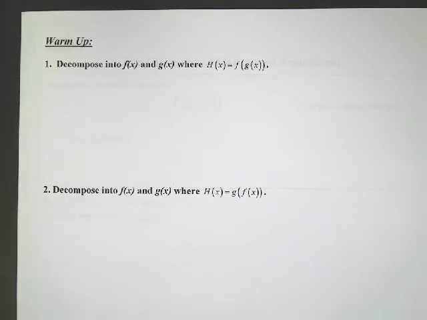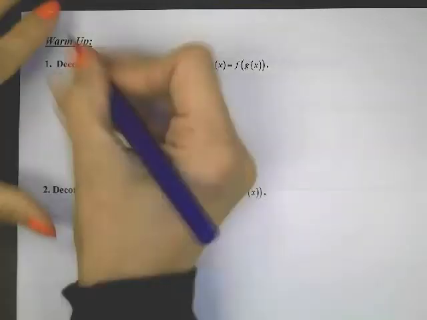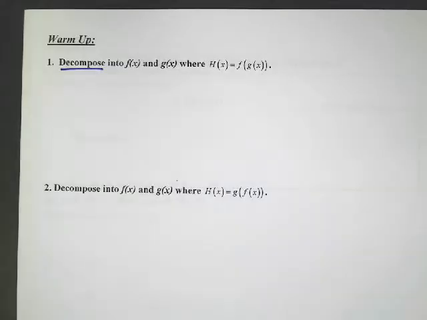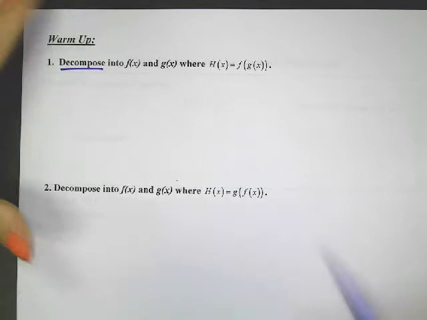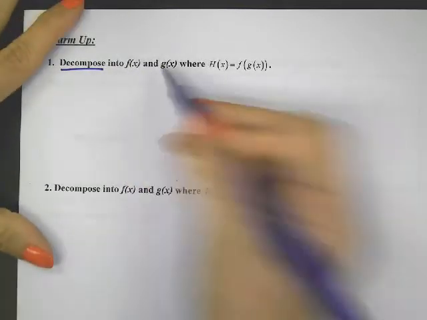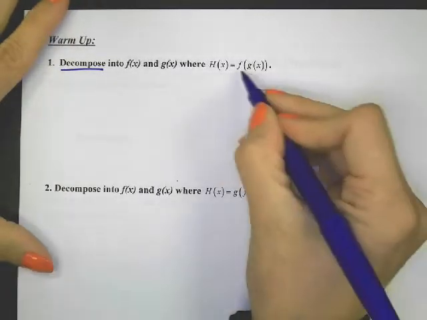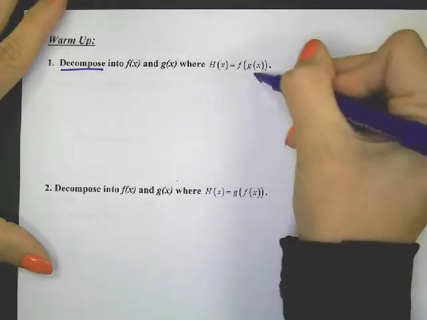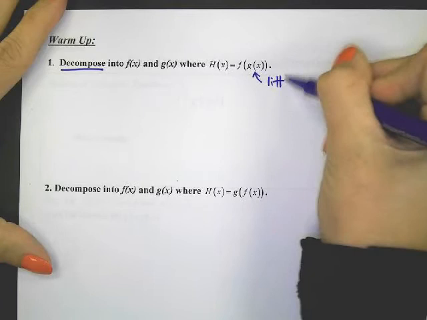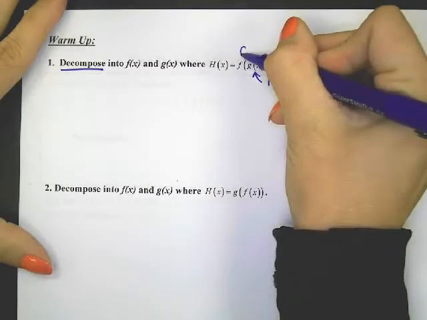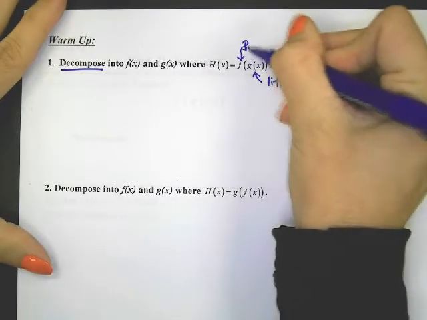So, who's ready for a warm up? We talked about this already. Decompose means to break up into the two separate functions, into f and g. Now, I have to make sure that the directions are given. Okay, so f of g of x. G of x is the little guy, and f of x is the big guy.